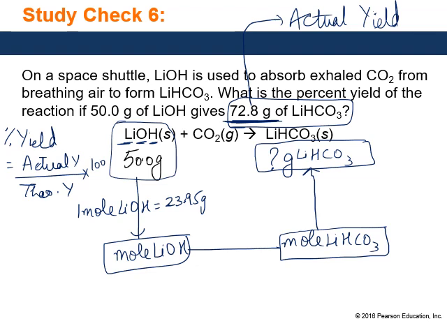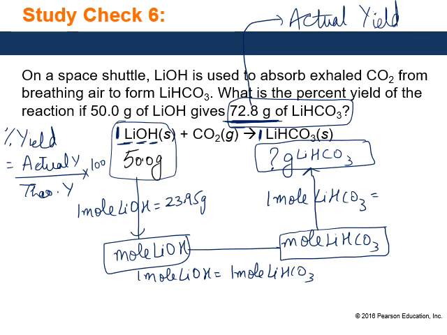How do I go from moles to moles of this? My conversion factor is right here. Nothing is written means 1 and 1. So 1 mole of LiOH produces 1 mole of LiHCO3. Next, I go from moles to grams again, so molar mass again. 1 mole of LiHCO3 is how many grams? Plug it into your calculator: 1 lithium, 1 hydrogen, 1 carbon, 3 oxygen. The total mass comes out to 142 grams.